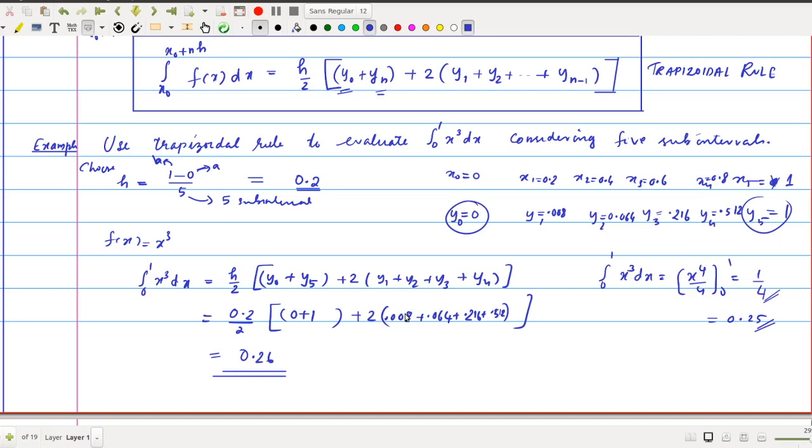In the next class we will discuss the other 2 methods, for n equal to 2 and n equal to 3, that is Simpson's 1/3 rule and Simpson's 3/8 rule respectively. Thank you.